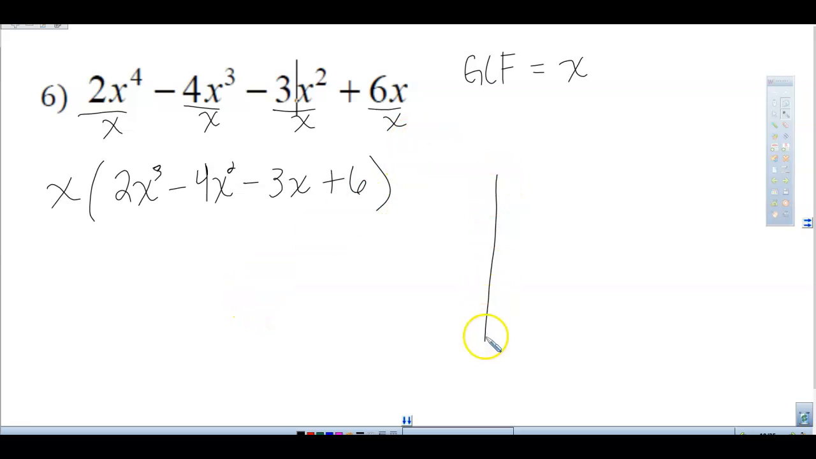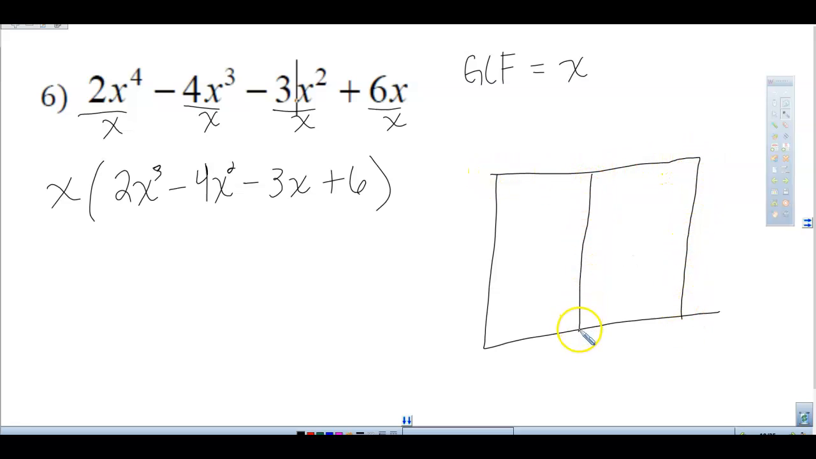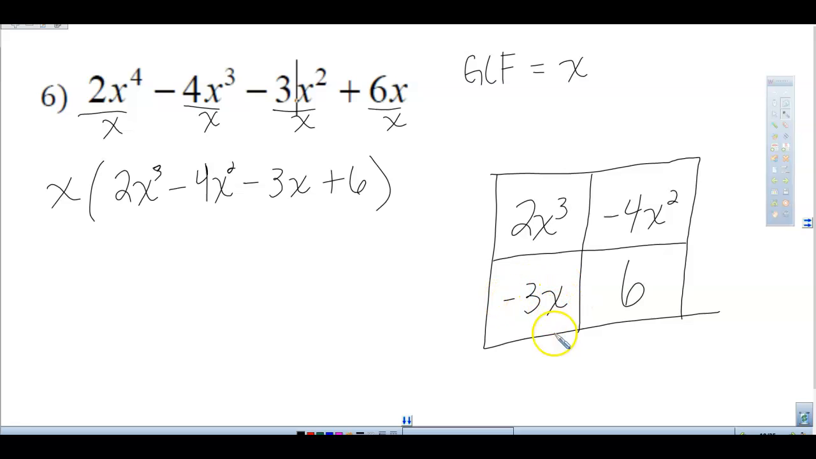And then again for the table, the first one is whatever the highest power is. So the highest exponent is a 3, so I'm going to use the 2x cubed here. And then in the last box is the constant, which is 6. And then the other two, you can just put them in any order. So negative 4x squared minus 3x.